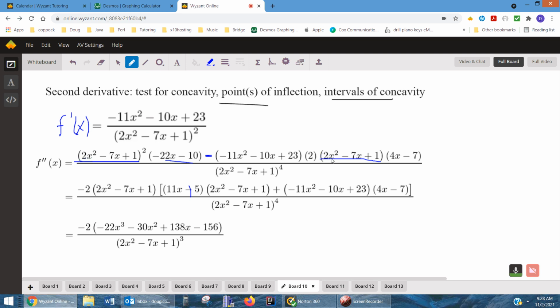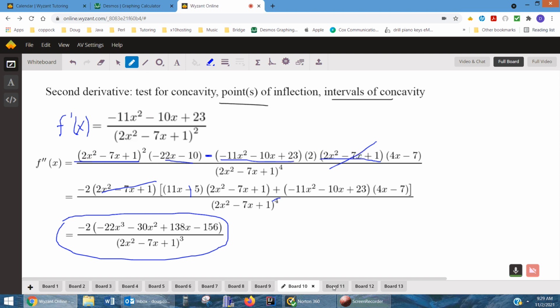And over here we've got this. This is gone, and we've got the 4x minus 7, and the 2 was factored out, and that's why this negative sign became a plus, because I factored out a negative 2. Anyway, after you simplify it, this is what you get for the second derivative. And notice that we canceled out one of these.